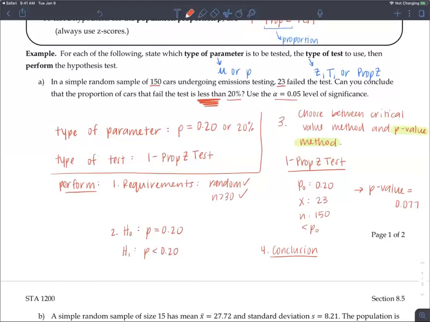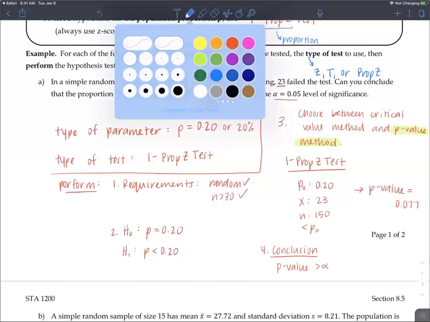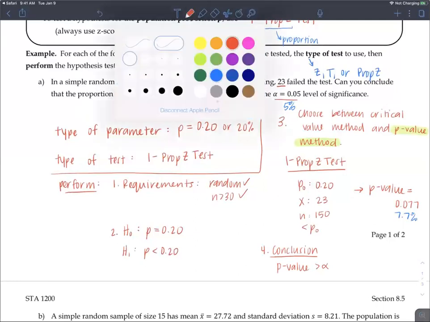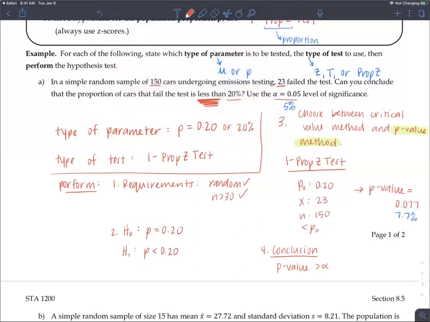So here, for the conclusion, do we reject or not reject? The p-value is greater than alpha, because this is 5% and this is 7.7%. So what am I going to do? We reject. No, you have it backwards. Whenever the p-value is greater than alpha, that's when you're not going to reject.